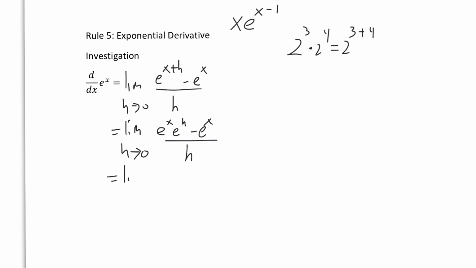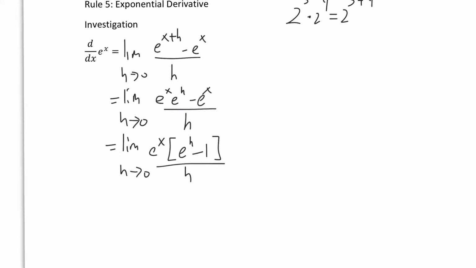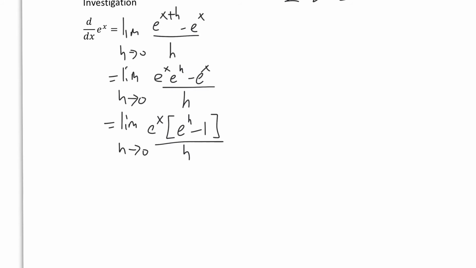Well, it looks like there's an e to the x in common, so we can factor that out. And we'll be left with e to the h minus 1 over h. Now, and this is pretty interesting here, e to the x actually factors out of the entire limit. Because there's no h involved, it's technically a constant with respect to h. And so constants we know factor out of limits. So e to the x comes out in front, and we have the limit as h approaches 0 of e to the h minus 1 over h.